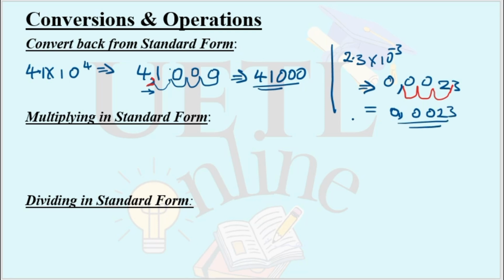This is how we convert a number back from standard form to ordinary form. You just have to move the comma. If it's a big number, if the power is positive, you're moving the comma to the right. If it's a negative power, you're moving the comma to the left.